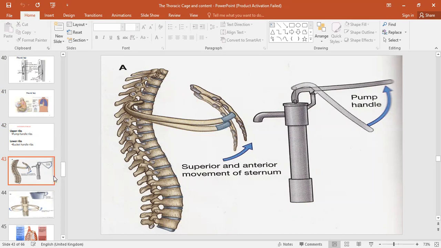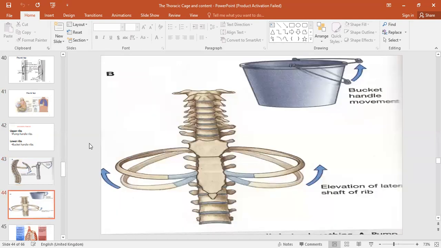So the movement of the upper rib cage is said to be pump handle movement. So what happens is, during inspiration, when you're taking in air in the lungs, the upper rib cage moves like a pump handle here, from the bottom up and anterior-wise. So it moves superior and anterior. It pushes the sternum in front and lifts the rib cage. So that is pump handle.